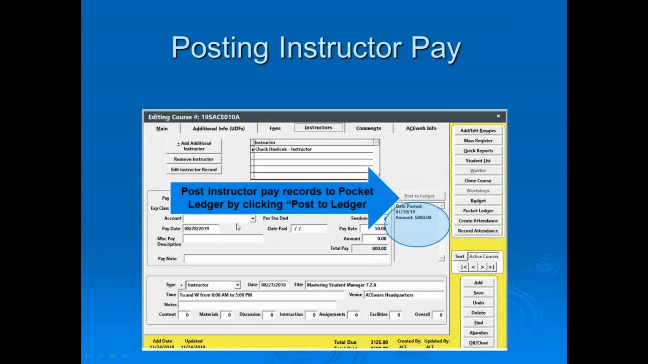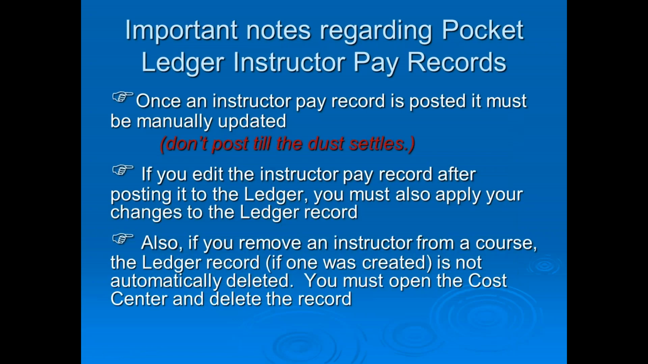Once you know that this course is done, or that you're not going to cancel the course, and you've got, say, a standard fee, like per hour or flat fee, where you're not going to be worrying about percentages of revenue with a dropout later, you can hit post to ledger, and it'll automatically create a Pocket Ledger record for this class without you having to do anything but hit one button. So it's pretty darn easy to do. Notes, especially on this Pocket Ledger instructor pay.